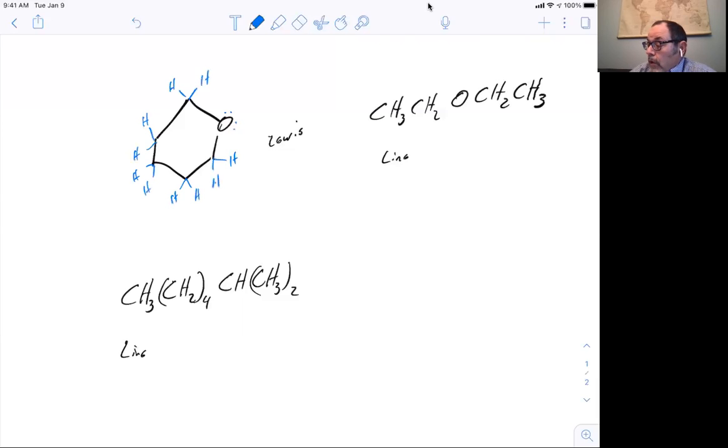Some basic drawing. Here, if we were doing this one, we have our ether. On this one, we've got 1, 2, 3, 4, 5, 6, 7, and then we have a methyl coming off of that one. Okay, so some basic stuff. Just make sure that you remember how to do this. Don't let something simple like this throw you off.